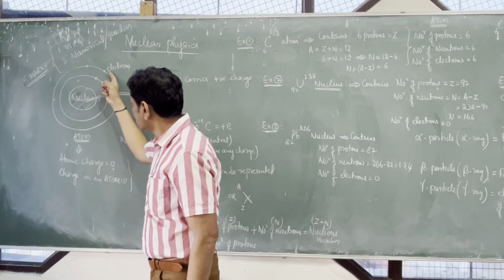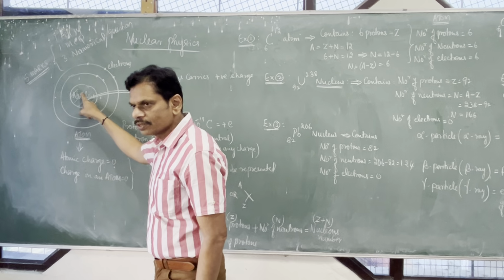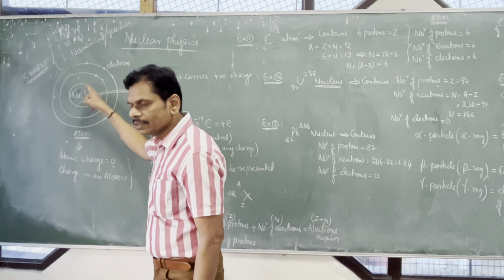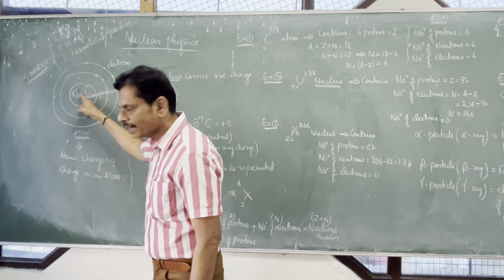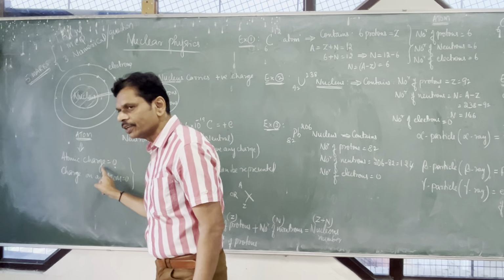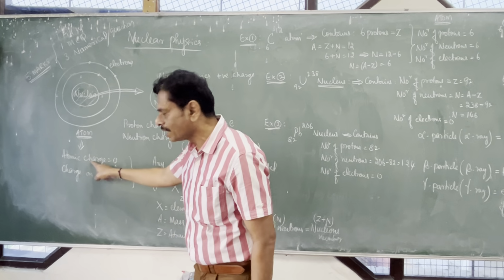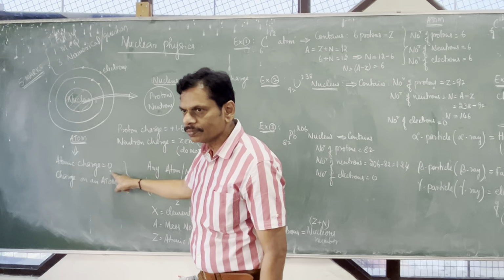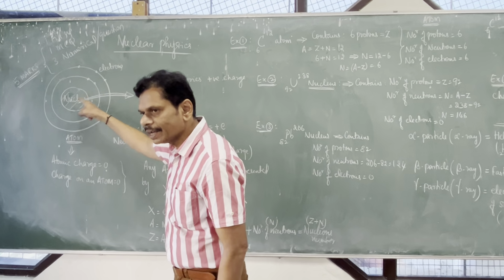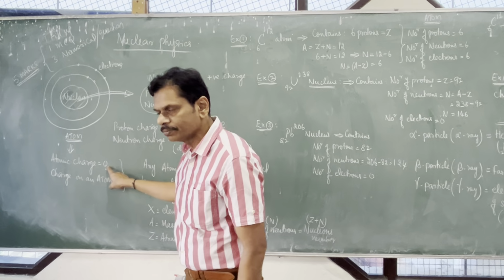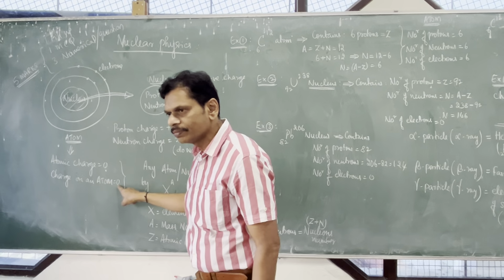The number of electrons and this positive charge, these two are compensated. These two are equal to each other. Hence, an atom is electrically neutral. The total charge in an atom is equal to 0. The charge carried by an atom is equal to 0. That is the meaning. Clear?